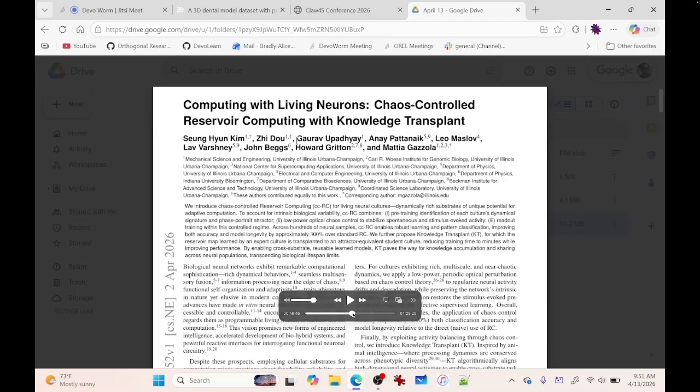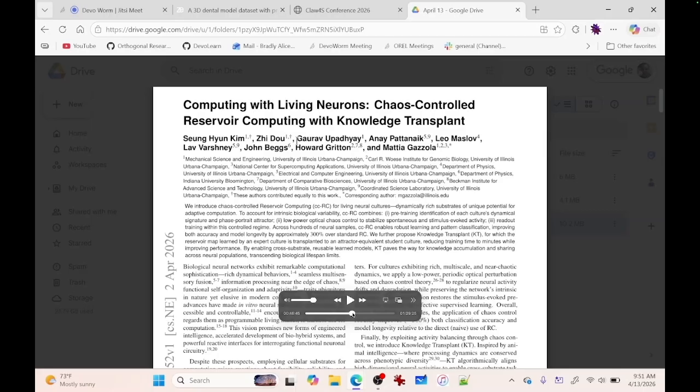And then I presented this paper. This was from the Mind in Vitro group at UIUC, and they published a paper, and I know Morgan was very excited about this paper. This is computing with living neurons, chaos-controlled reservoir computing with knowledge transplant. So what they were doing was they were creating these neural cultures. They had the electrode array in the culture. They were growing up neural cultures, and they took these cultures and they trained them on some stimulus, and they recorded the output.